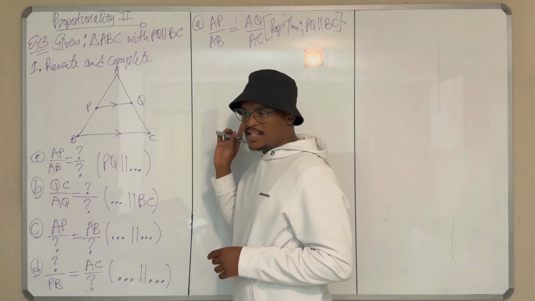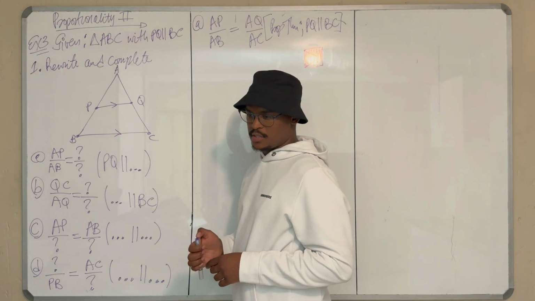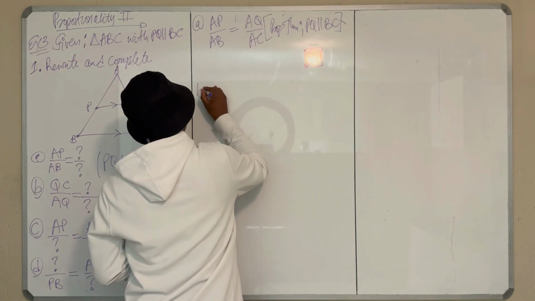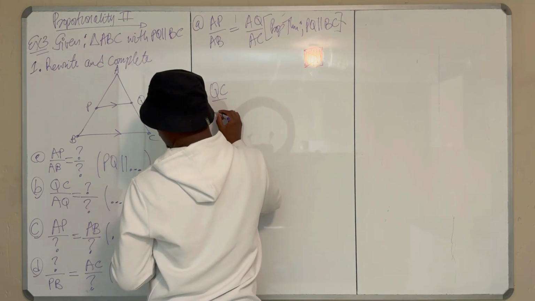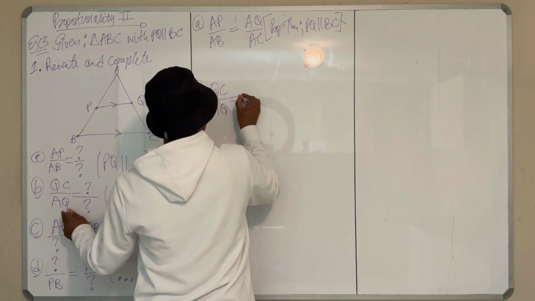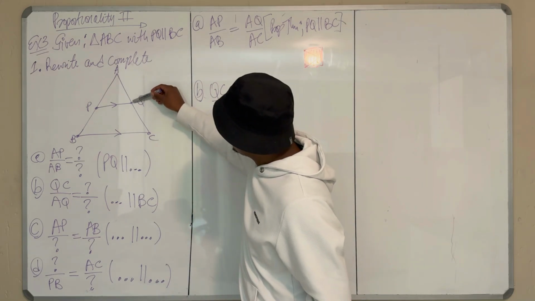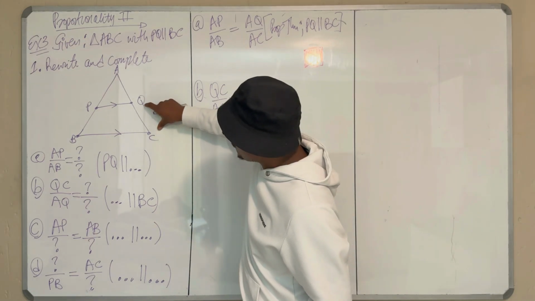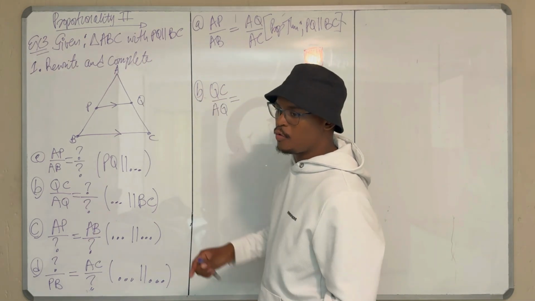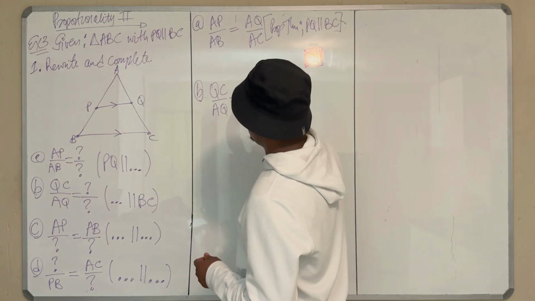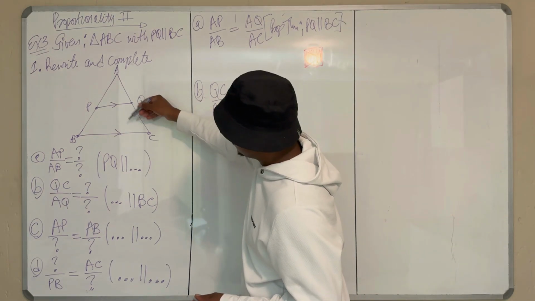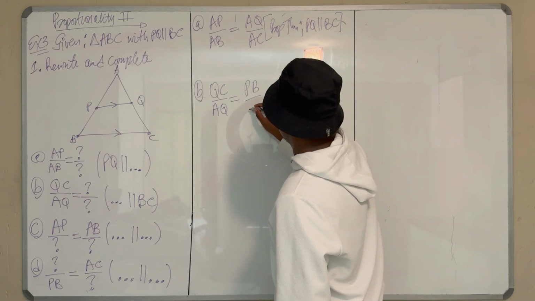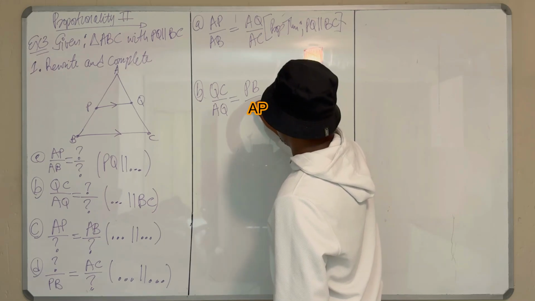So this is to enforce those ratios. There's QC over AQ. What is it equal to? It's the bottom part over the entire thing. Which is equal to what? It's PB, over BA, over AB.